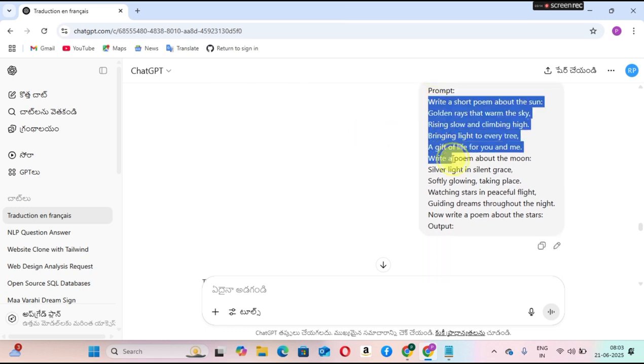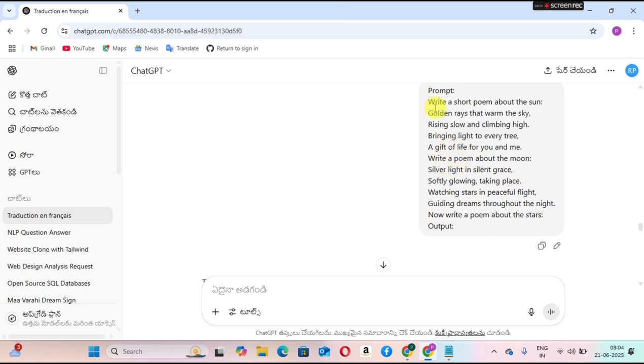Now let's try creative writing. So we will show two poems and ask the model to write a third one using a new topic. So here is the complete prompt. Write a short poem about the sun. Golden rays that warm the sky, rising slow and climbing high, bringing light to every tree, etc.